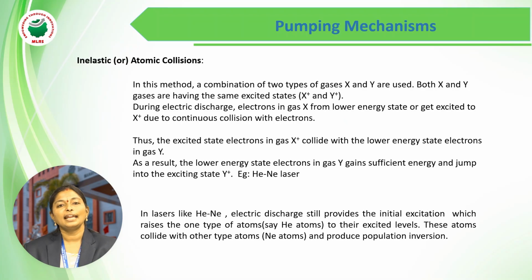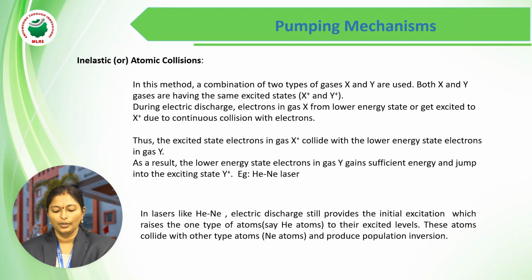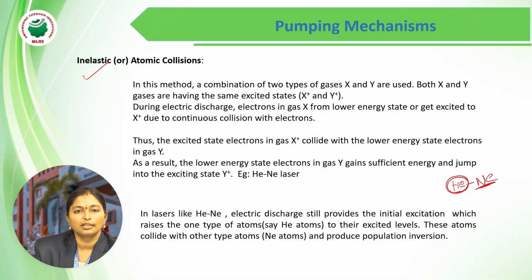The next one is inelastic or atomic collision. This also comes under gas lasers only. Here the electric discharge helps only for initial excitation. For example, take two gas atoms, helium and neon. With the help of the electric discharge, only the helium atoms are moved from the lower energy state to the higher energy state. What about neon? That's why we go with inelastic or atomic collision.